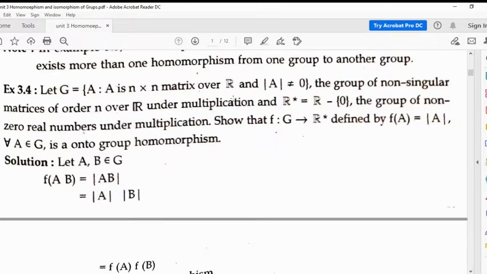Multiplication means matrix multiplication, and R star, which is R minus the singleton 0, is a group of non-zero real numbers under multiplication. The second group is again a group under multiplication. Show that f from G to R star defined as f of A is equal to determinant of A for all A belongs to G is an onto group homomorphism.